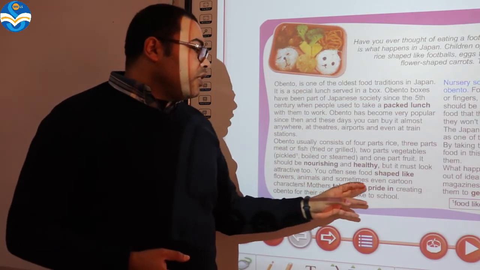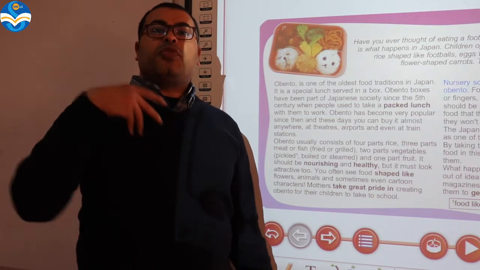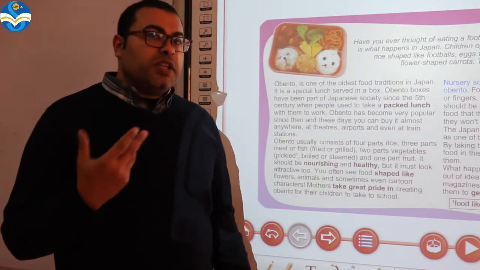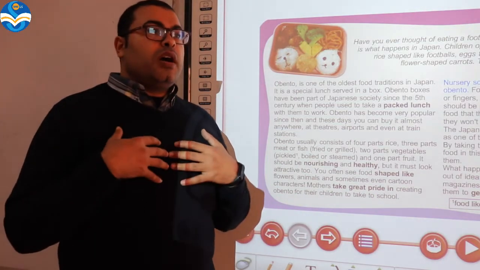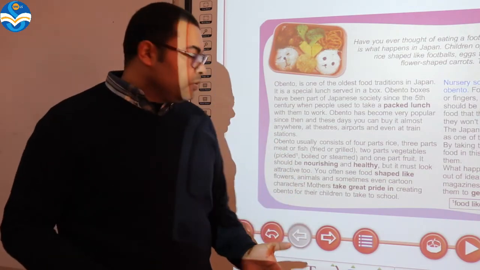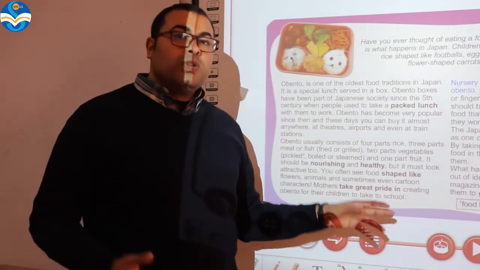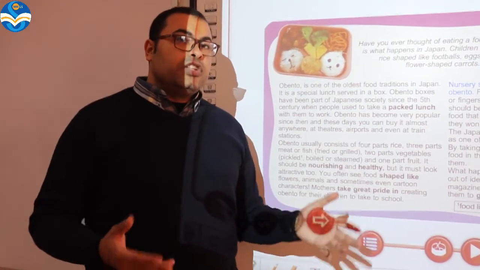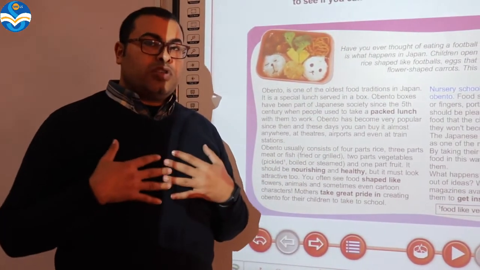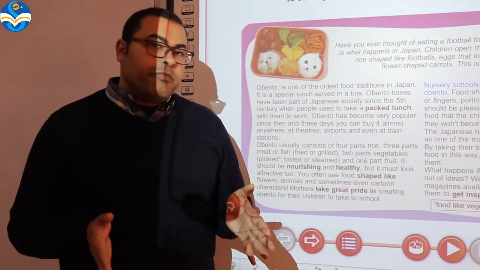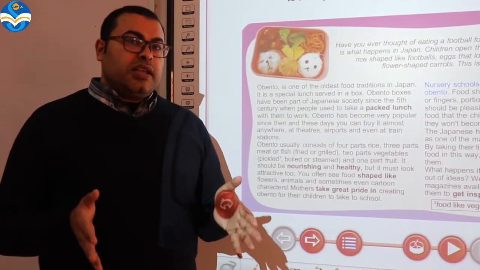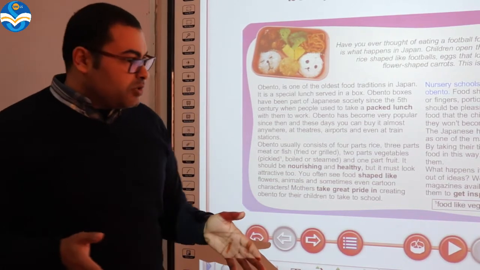Mothers take great pride, and that means they are proud of. We know what the meaning of proud of is. We are happy to say so. Creating Obento for their children to take to school. So we are happy to make this lunchbox for our children. Look what I have made for my children. This is Obento, their lunchbox for school.